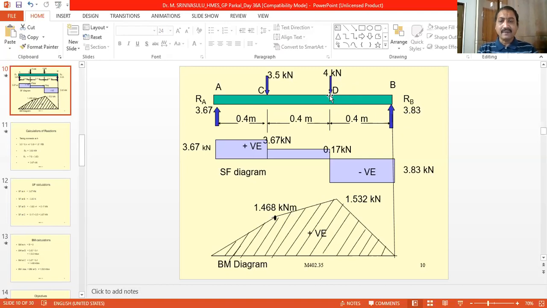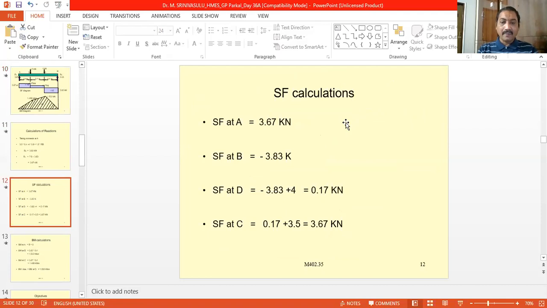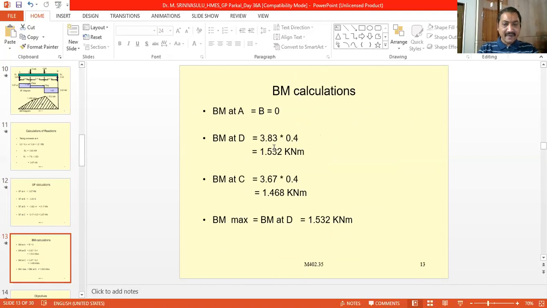So, what is the moment? The moment is equal to this force 3.83 into 0.4. Suppose we fix the beam here, then this force will cause an anti-clockwise movement. To the right of the section, anti-clockwise is the positive one. Therefore, plus 3.83 into 0.4 is the bending moment at the point D. So the bending moment at D is 3.83 into 0.4, that is equal to 1.532 kilonewton meters, a positive value.